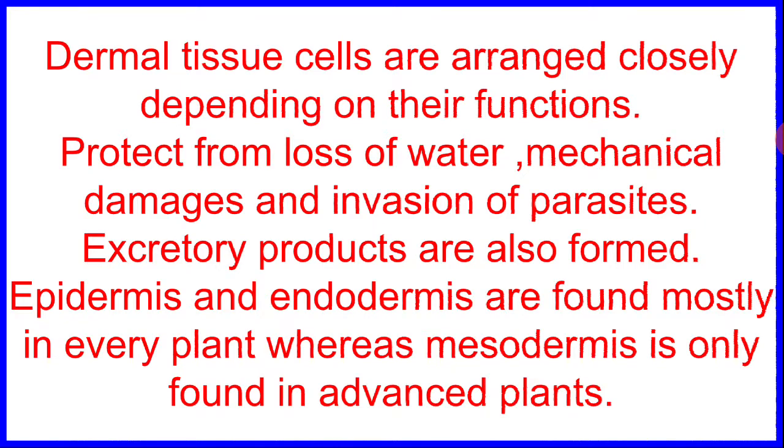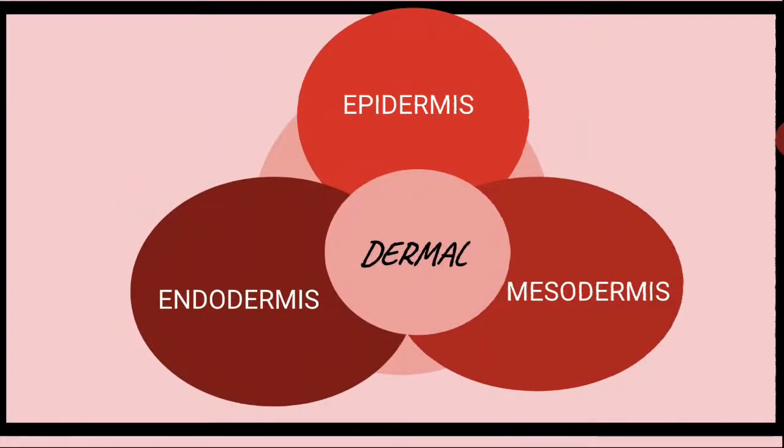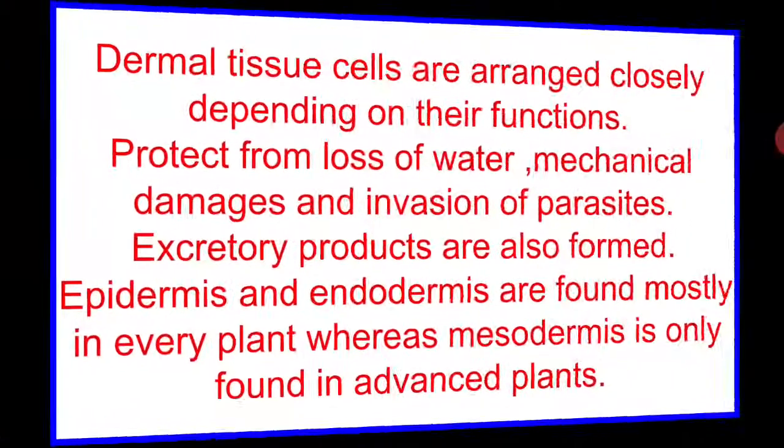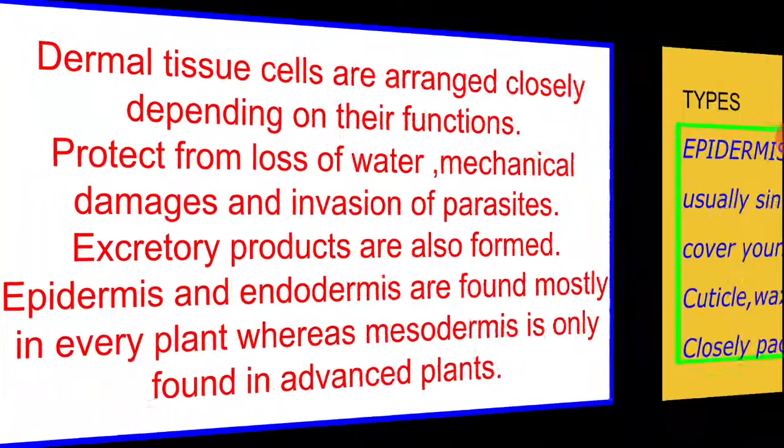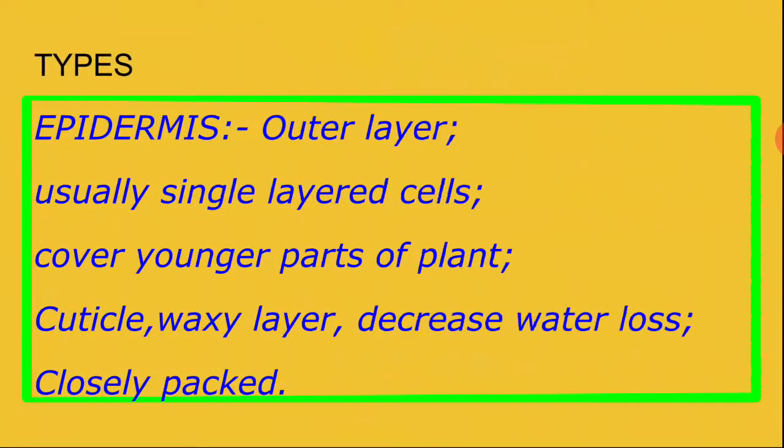I have already said we have three types: epidermis, mesodermis, and endodermis. Epidermis and endodermis are found in almost every plant, whereas mesodermis is found only in advanced plants. That's what is written here. So let us see the first type, epidermis.